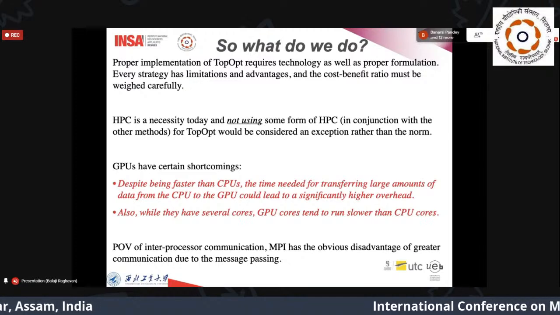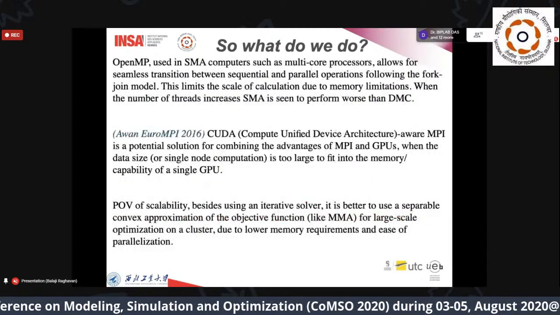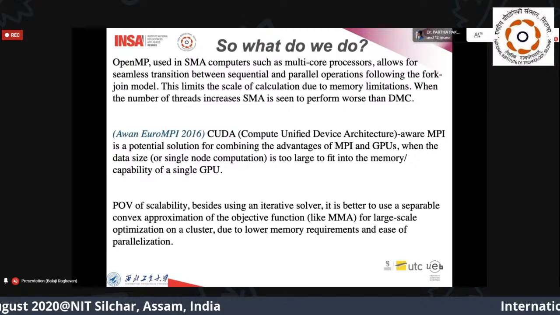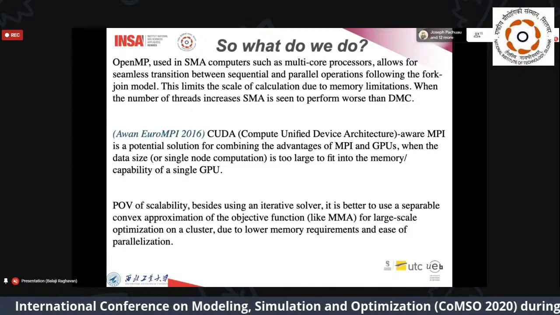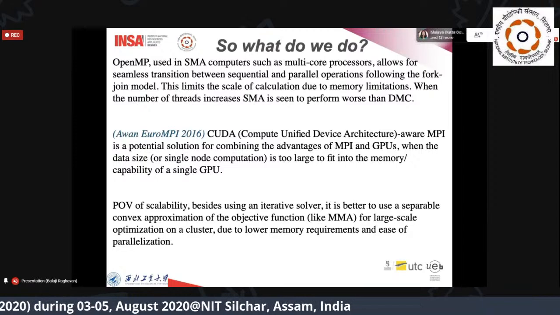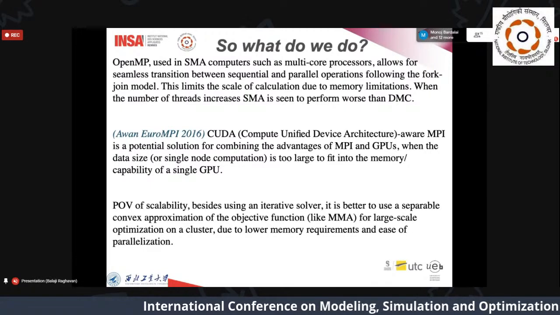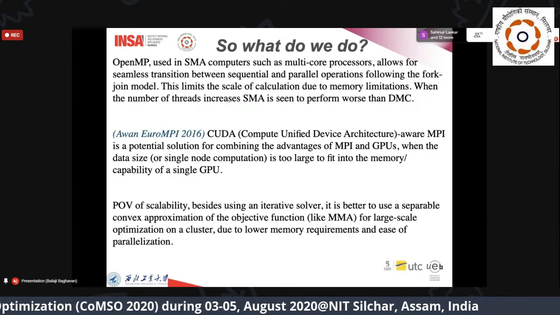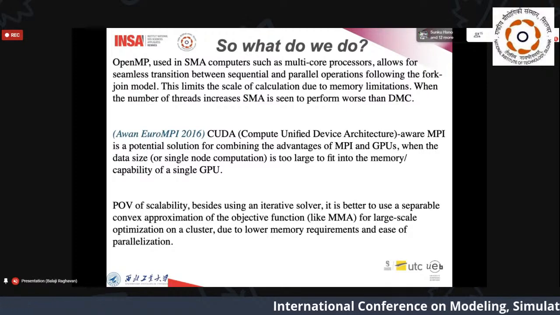From the point of view of inter-processor communication, MPI, which is used on distributed memory setups, requires a lot of communication due to message passing. OpenMP seemingly avoids inter-processor communication, but because we are limited to the existing memory, this could limit the scale of the calculation. Can you combine MPI with GPUs? The only solution I could find in the literature is by Evan in the EuroMPI conference 2016, where he presented so-called CUDA-aware MPI. If there's any computing person who's interested in getting into topology optimization, please take a look at this. The whole idea is what happens when your data size is too large to fit into the limited memory of a single GPU. And obviously, scalability.